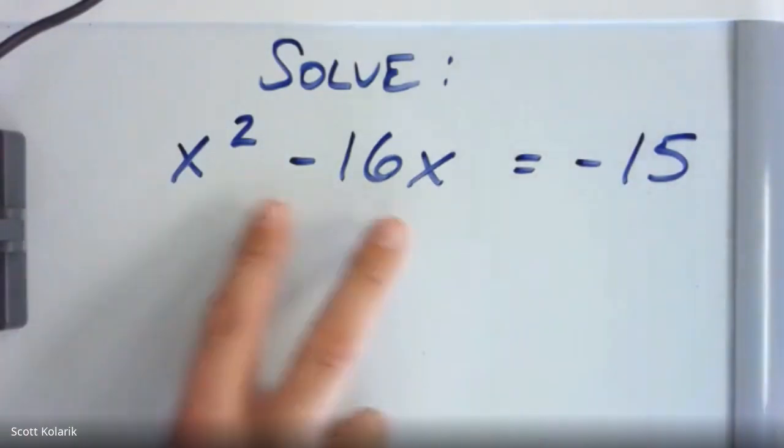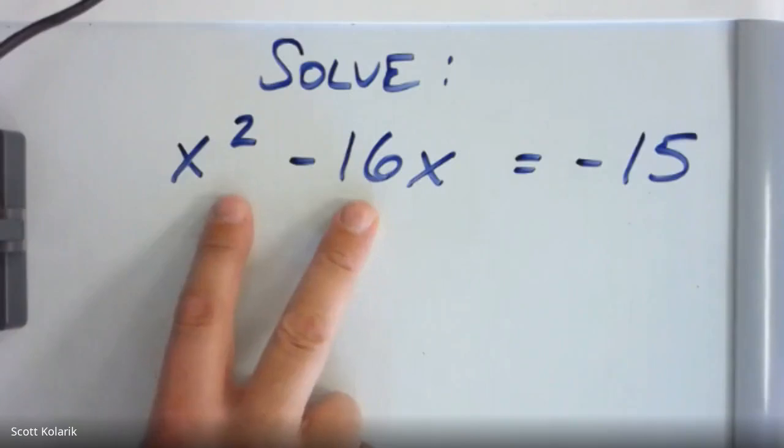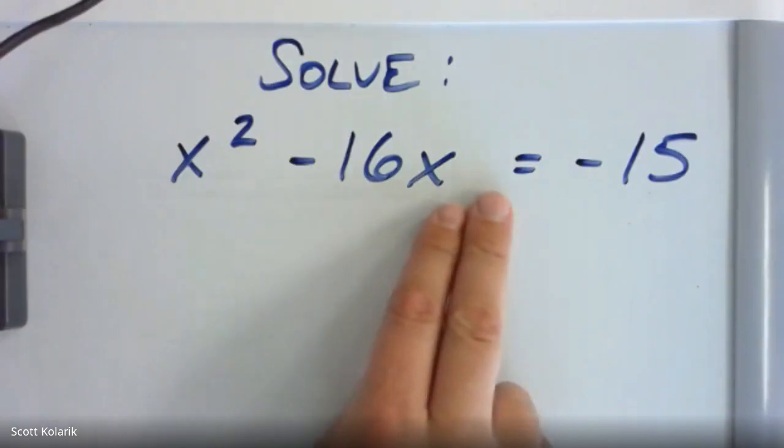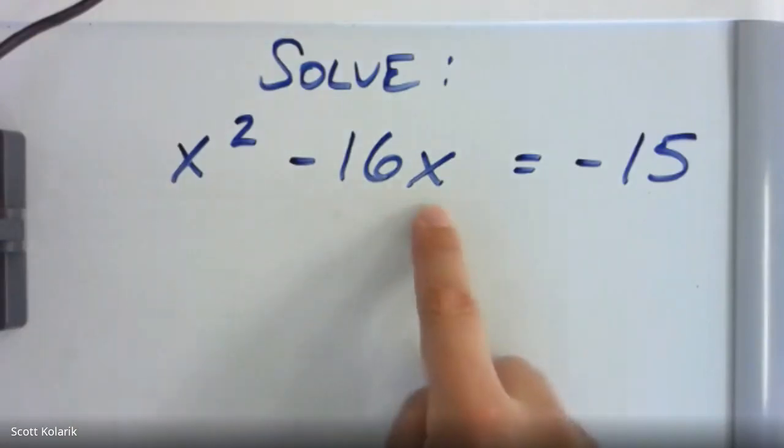And what I'm going to do is focus here on the left-hand side, my x squared and x function right here. What I want to do is figure out how to complete the square on this left side of the function so that I make this a perfect square trinomial. Okay, I want to make this left side a perfect square trinomial.